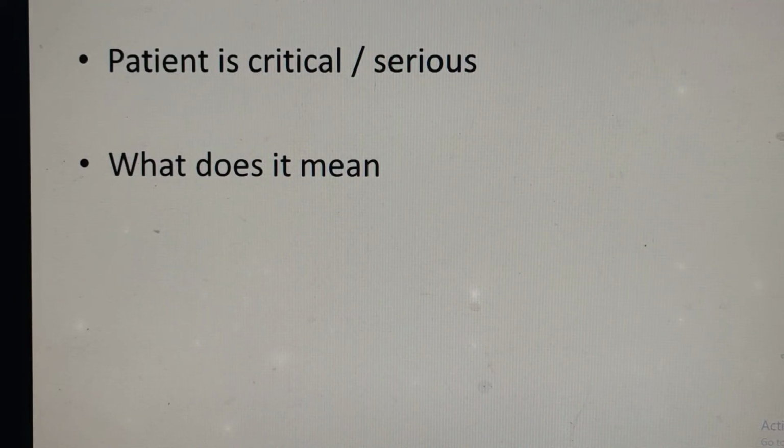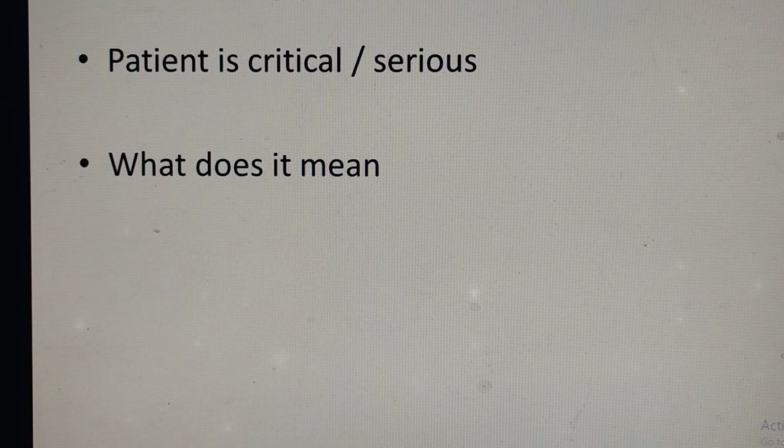Alright, so today we're going to discuss a clinical scenario where the doctor, your nurse, your critical care specialist, your physician, or your surgeon comes and tells you that your patient is critically ill or very serious, is in the ICU, or the condition is very bad. So, what does it actually mean? What does it mean that the patient is critically ill or serious?